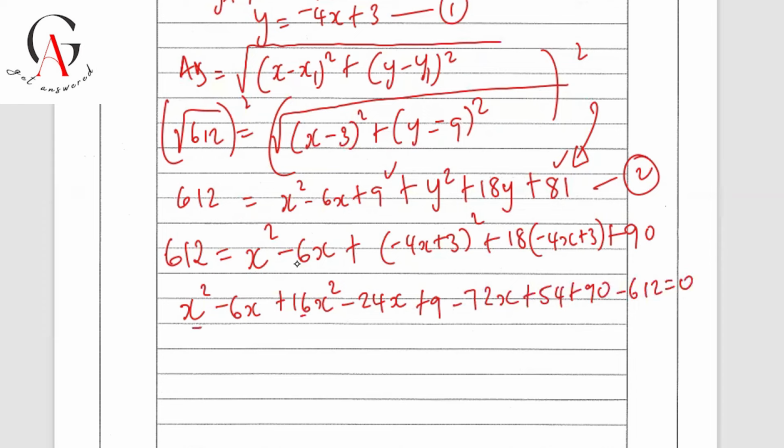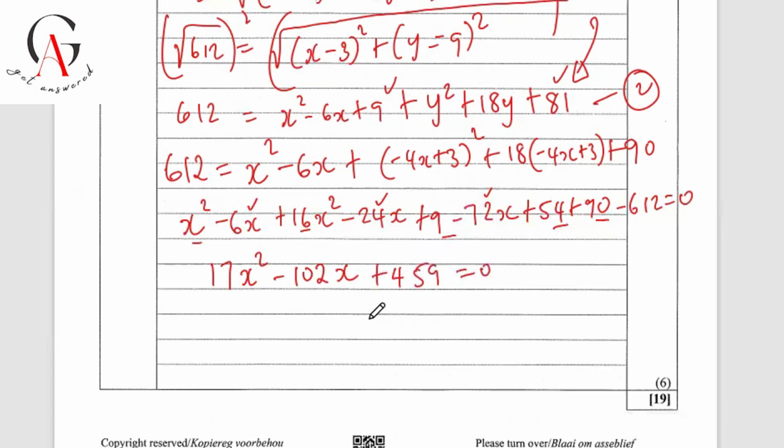So I know that X squared and that, I'll get 17X squared. Minus 6 minus that is minus 30. And then if I subtract that, I have -102X. Then the 9, the 54, the 90, and the 612, I'm just getting a negative 459 is equal to 0. Then all I'll do is divide through by 17. That will give me X squared minus 6X minus 27 is equal to 0.